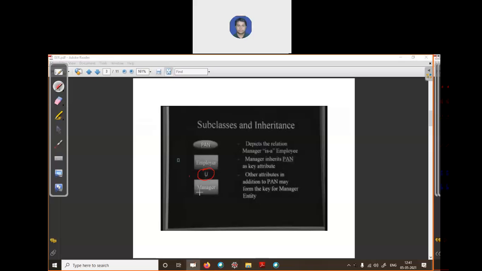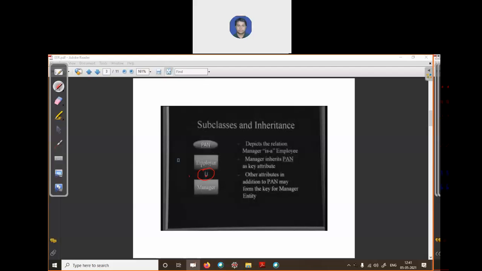Subclassing and superclassing. So manager is an employee. The depiction is like that. When this U symbol is curving, it means at this end it's showing the specialization, and the open end is called the generalized class. So employee is a generalized class and manager is a specialized class. In this relationship, it's showing its depiction.